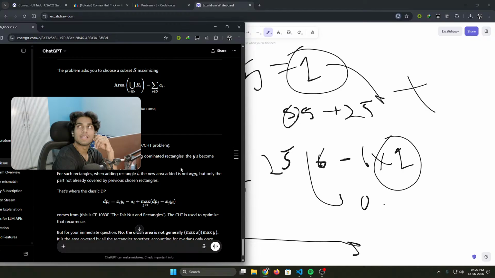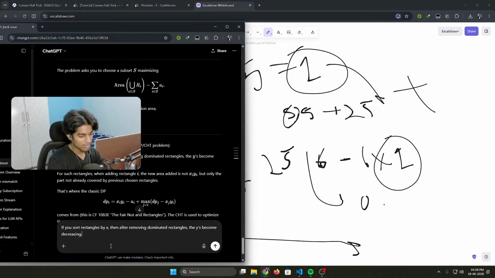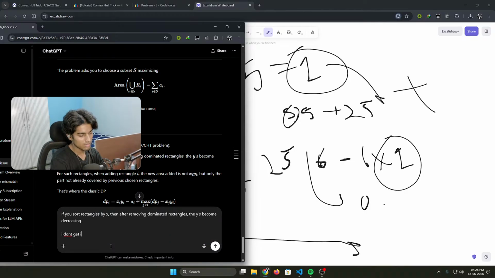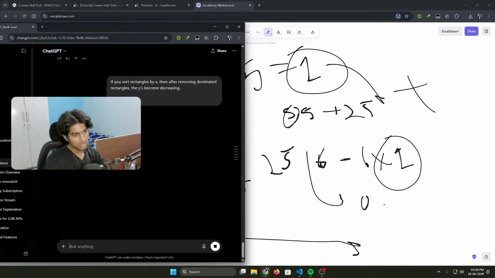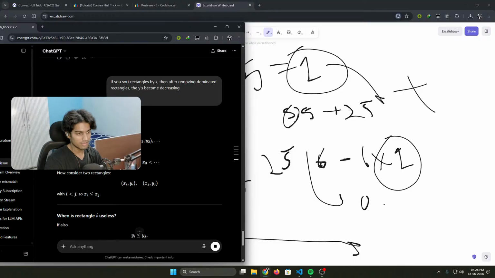So if X is greater and Y is also greater, then that's a dominated rectangle. So we can only have X greater, Y should be lesser, else we can pop. What does this mean? I don't get it. Also, ChatGPT is like stupid.